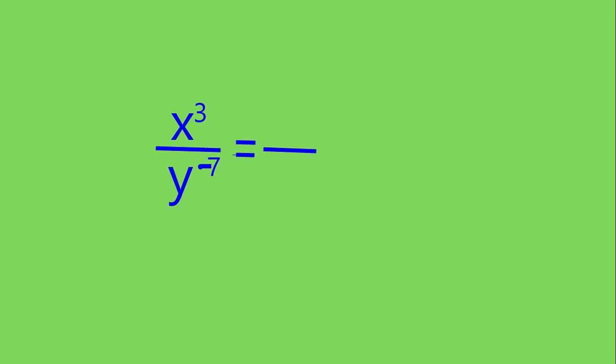For this example, we have x raised to the power of 3 divided into y raised to an exponent of -7. We want to make the exponent for y positive. We cannot interchange because the numerator already has a positive exponent. The denominator doesn't have a positive exponent, so we bring it up beside the numerator for it to become positive. And the answer now becomes x raised to the power of 3 times y raised to the power of 7.